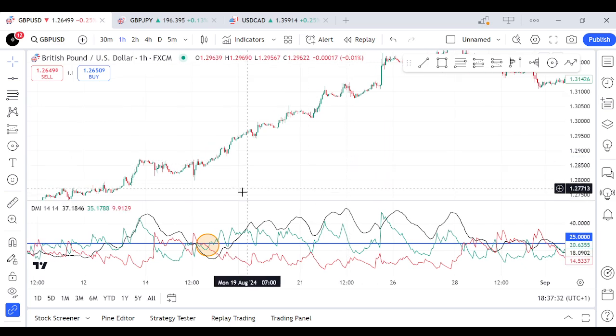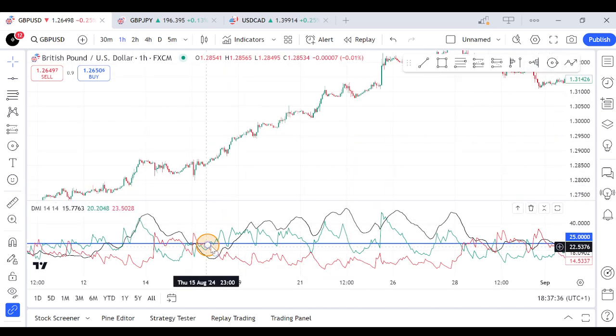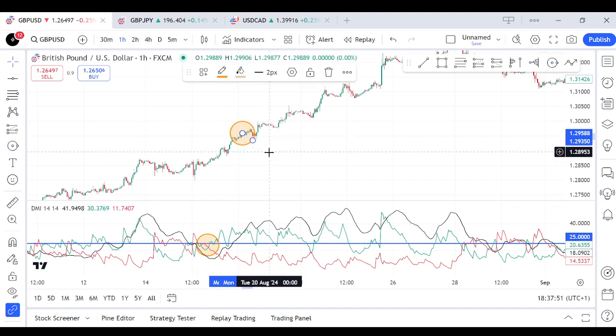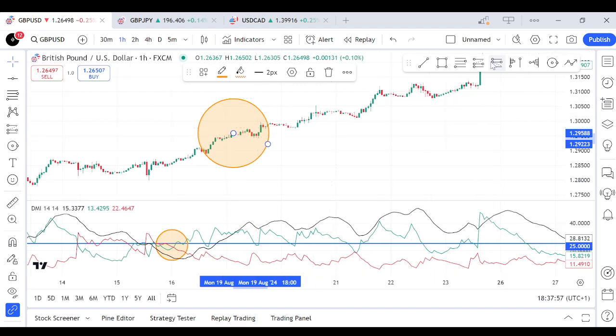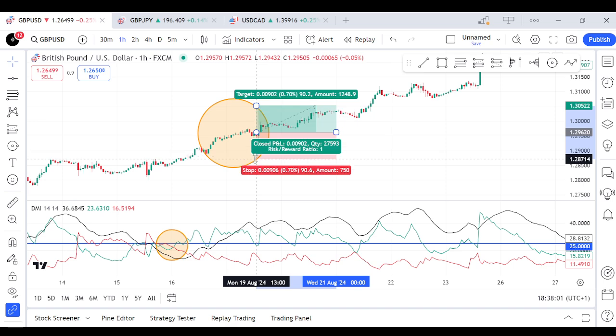For example, you can see this is a bullish signal. You can see after this cross, we have to wait for the ADX line, which is the black line, to cross above 25, and that cross happened around here in price. So we could enter at this pullback or at that engulfing right there, with your stop loss below a significant low like this one.